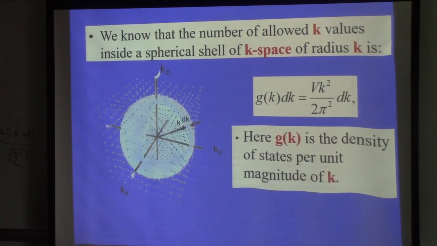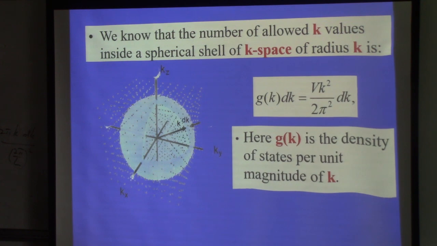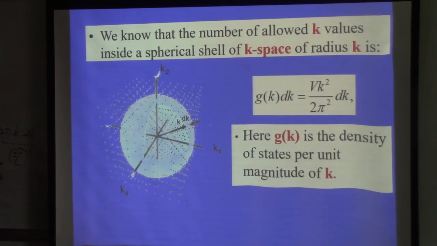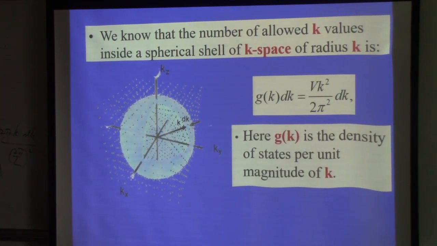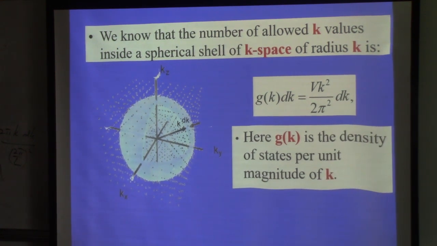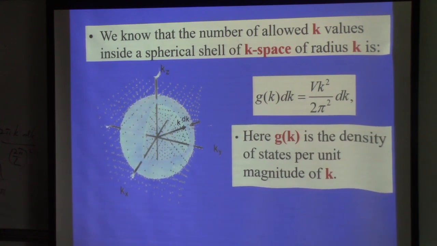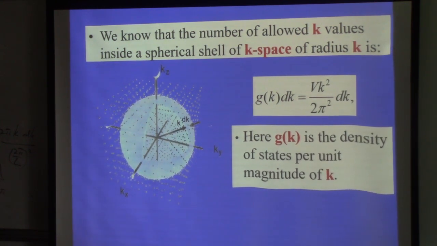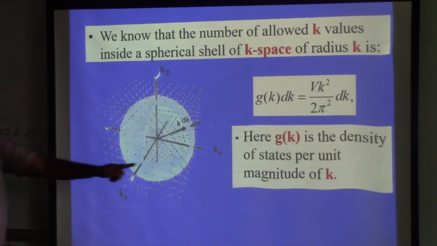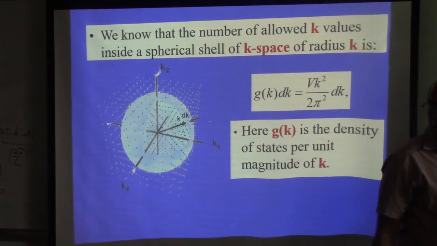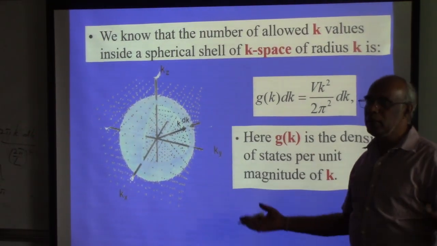Your g(k) is 2πk times L², which becomes the area, right? Divided by 4π², that means you get kA divided by 2π. That is g(k). So g(k) goes like k here, while in the three-dimensional case g(k) goes like k².